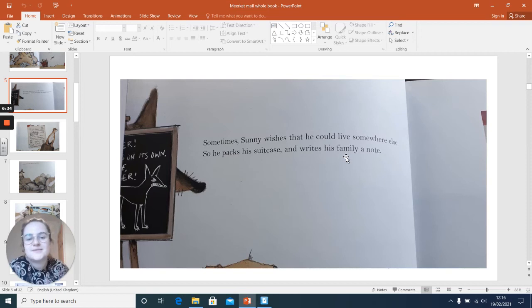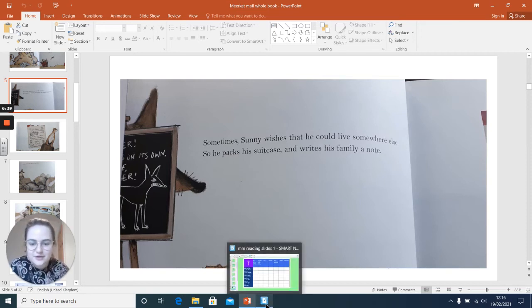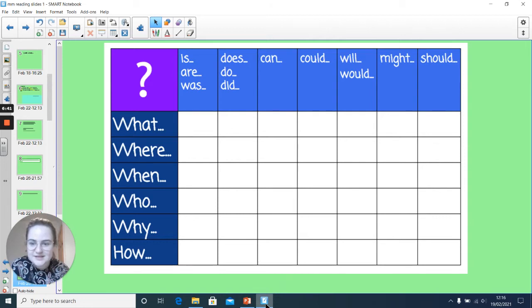So sometimes Sunny wishes that he could live somewhere else. There are a number of questions we could ask for this page. We could ask, where does Sunny want to live? If he wants to live somewhere else, where does he want to live? Does he want to live in the rainforest? Does he want to live in the Arctic? Where does Sunny want to live? And we could write that down with a question mark at the end.